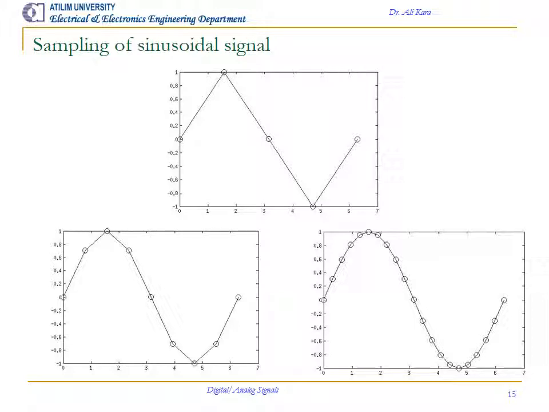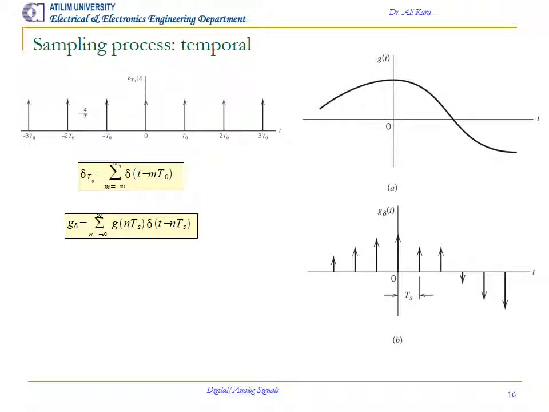As we will see later on, the sampling interval, which is the time between any two samples, is not chosen arbitrarily, but according to a well-established theorem. The idea of sampling is to keep the information intact while using as few sample points as possible. Sampling process, temporal. Sampling in the time domain can be represented as convolving the message signal g of t with Dirac deltas chosen with our own preference of period.